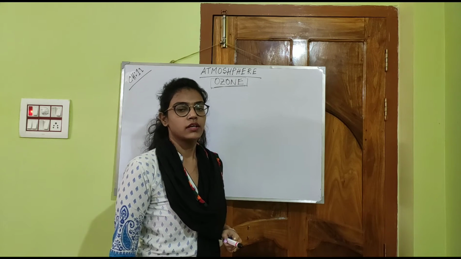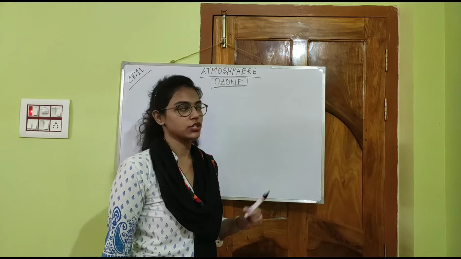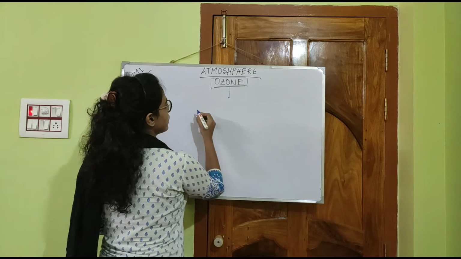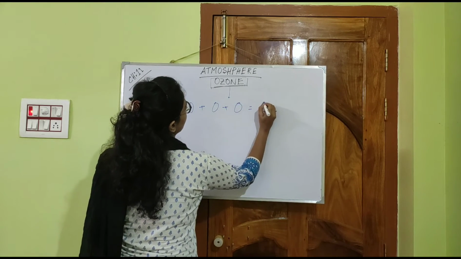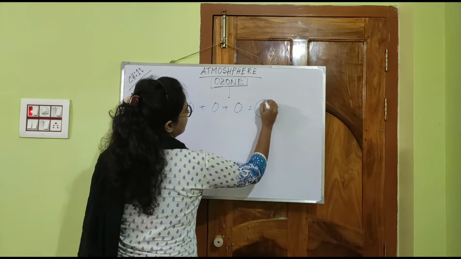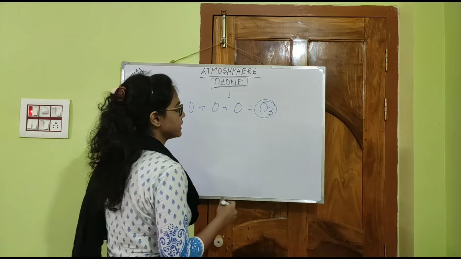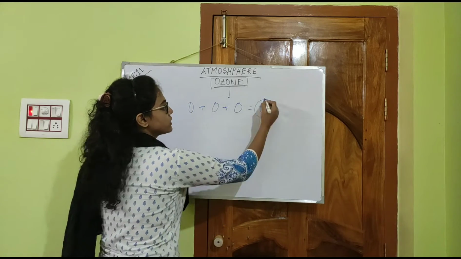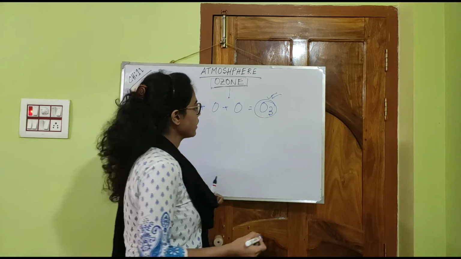Hello students, again I have come here to take a class about ozone depletion from the chapter Atmosphere, chapter 11. So firstly, what is ozone? That is the formula of ozone, O3. So how is it made in the stratosphere? Firstly, what is the formation of O3? Ozone is an allotrope of oxygen.